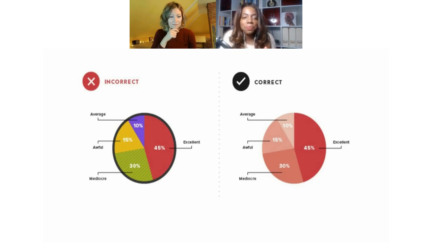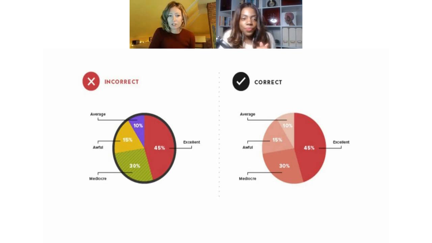The next slide. And do you want me to just talk about these? Yeah, go ahead. Because I see incorrect and I see correct. And I think I know why the one on the left is incorrect. But if you could just take us through the reasons why the pie on the right is a better option.